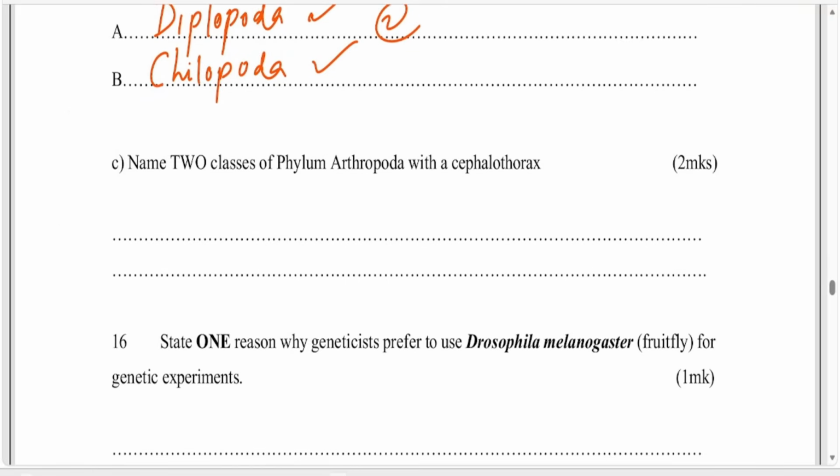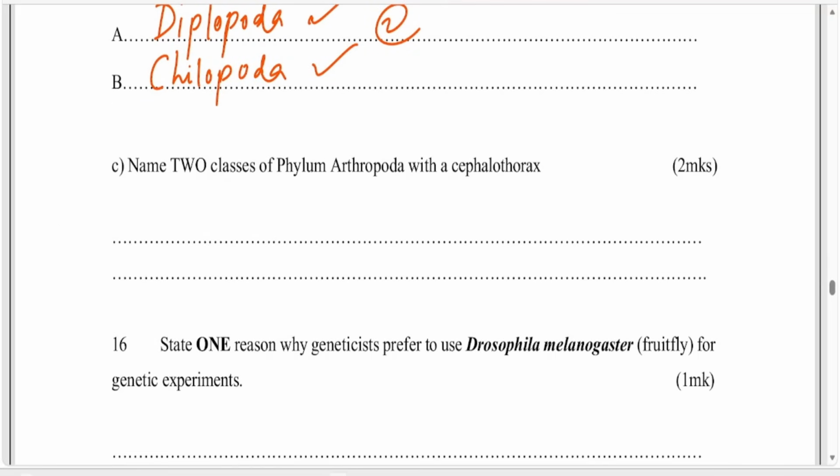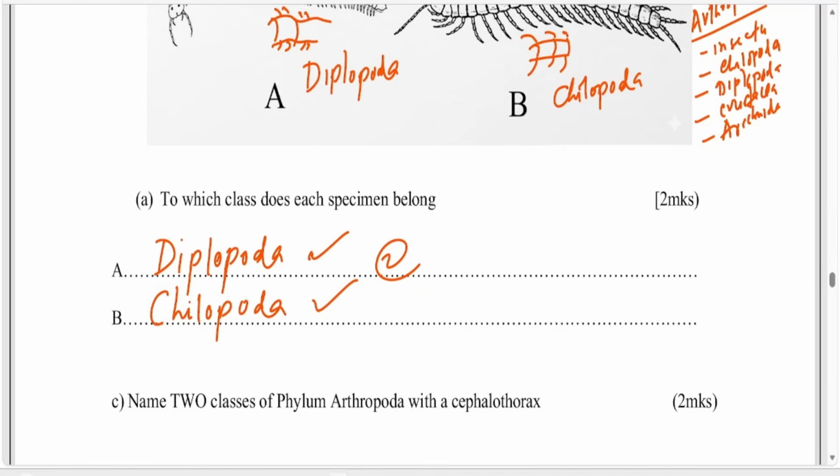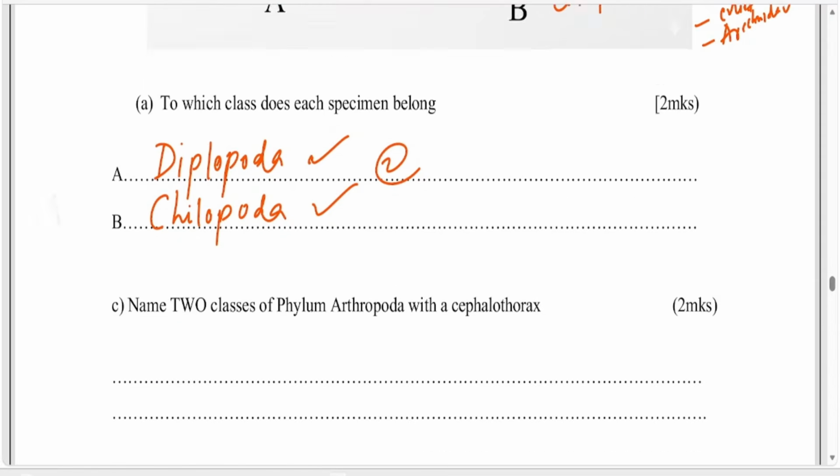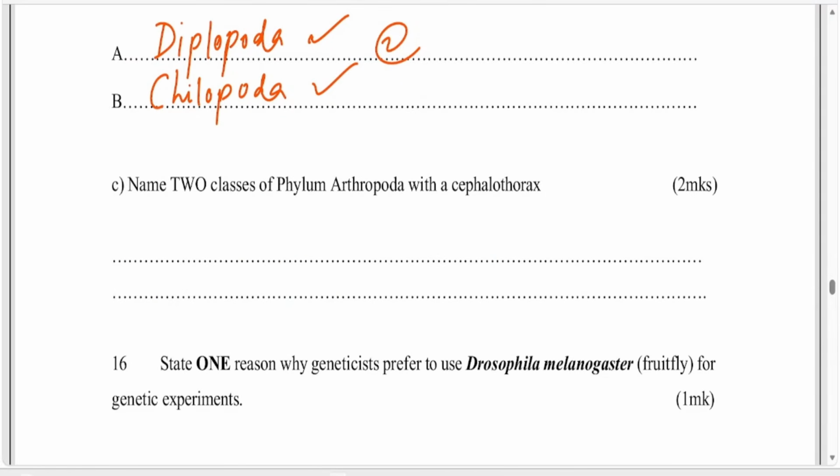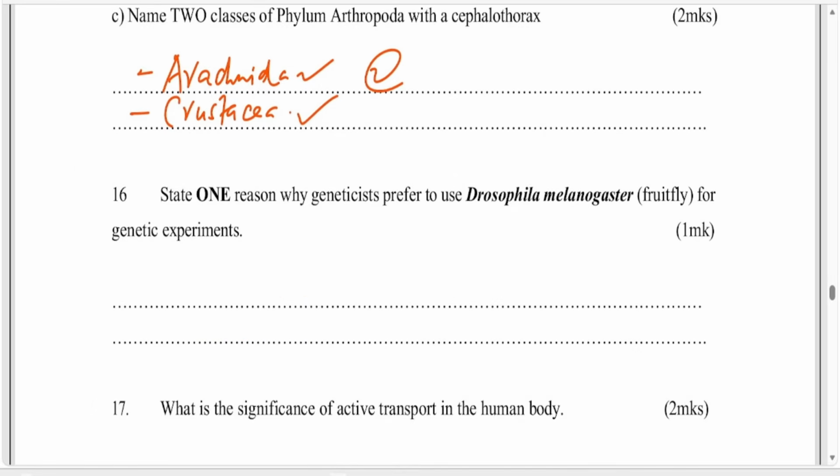Part C, name 2 classes of phylum Arthropoda with a cephalothorax. Cephalothorax is where the head and thorax are fused to form one unit, and this only occurs in classes Arachnida and Crustacea. So we have class Arachnida and class Crustacea. Each 1 mark.